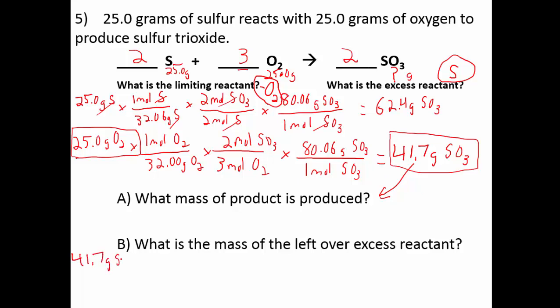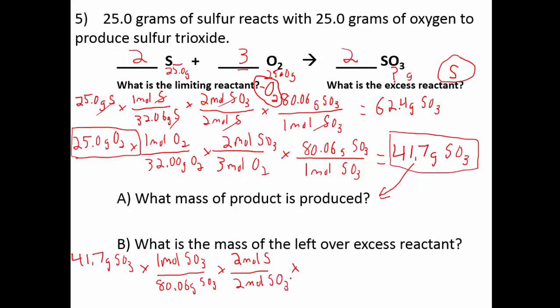41.7 grams of sulfur trioxide is how much we could produce. So our question is, if we go back from there, how much sulfur would we need to make this much? Our first step, going back to moles: 1 mole sulfur trioxide, from the periodic table, is 80.06 grams of sulfur trioxide. Once we're here, our next step is to go from moles of sulfur trioxide to moles of sulfur. 2 moles sulfur over 2 moles sulfur trioxide.